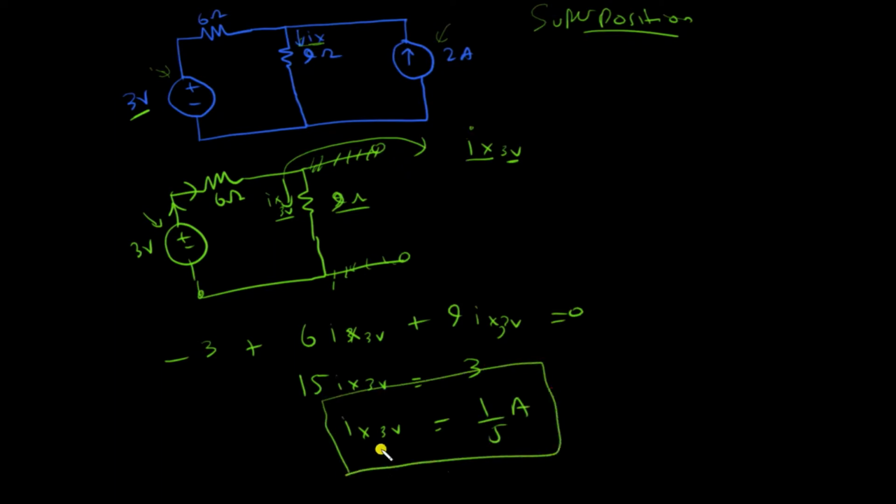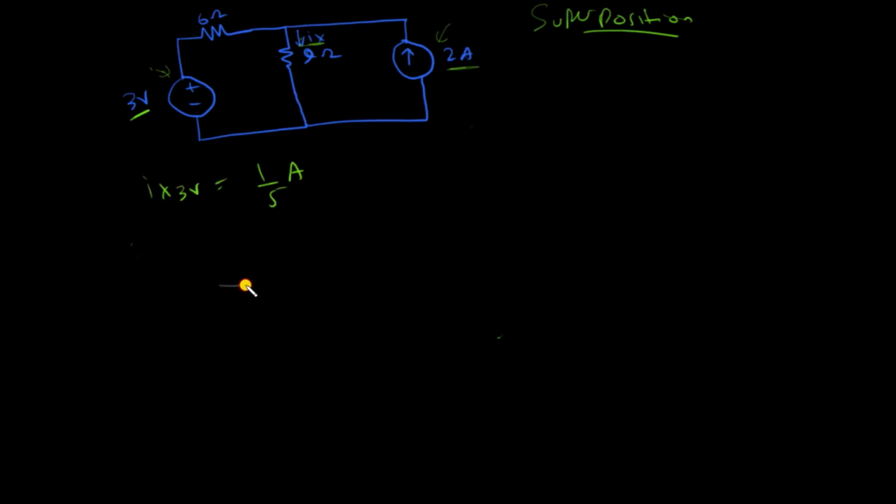So this is my first value, and now I need to redraw the circuit again to find the Ix due to the 2 amp source. So I'll just redraw it again now. When I'm redrawing the circuit again, I'll just redraw the part where the current source is. So this is the 3 amp current source, and now comes the part of the voltage source.